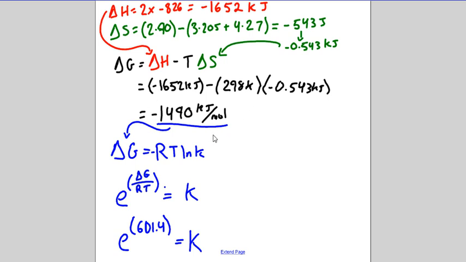which means that we put that delta G equal to the negative RT ln K equation. We can rearrange it to solve for K, and we get this. K equals e to the 601.4. Now, if you try to plug this into a calculator, you get some error code because your calculator can't deal with this number. So we'll just leave it at that and report it as that.